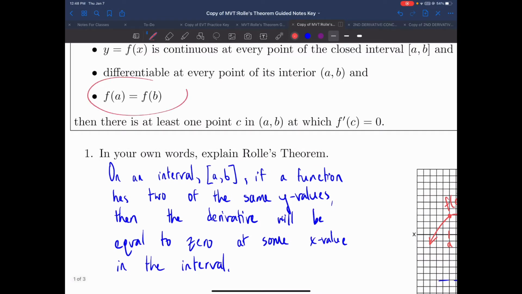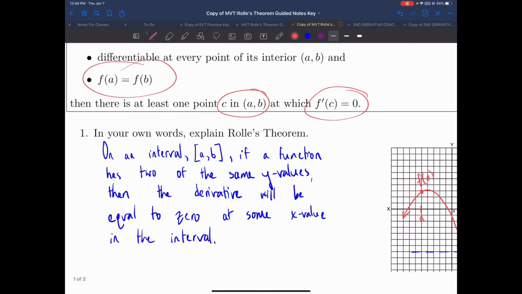and I'm getting that from this third step, then the derivative will be equal to 0 at some x value in the interval. So you'll see I just restated Rolle's theorem. I did leave out the continuous and differentiable part, usually because I don't have to think too much about that in terms of the type of questions that I'm asked about this. And what I'll do with this, I'll show you a picture that I drew.